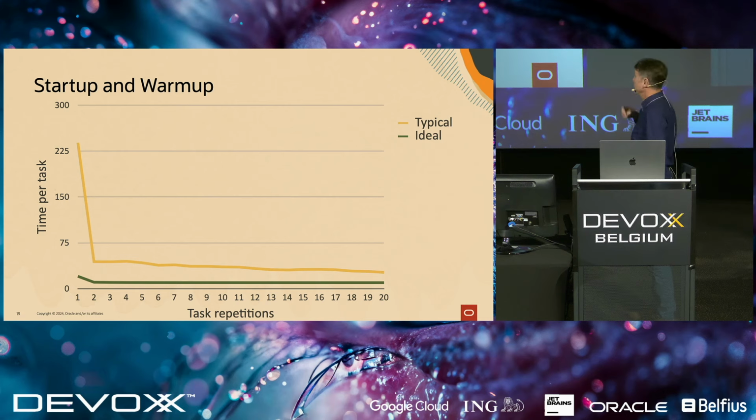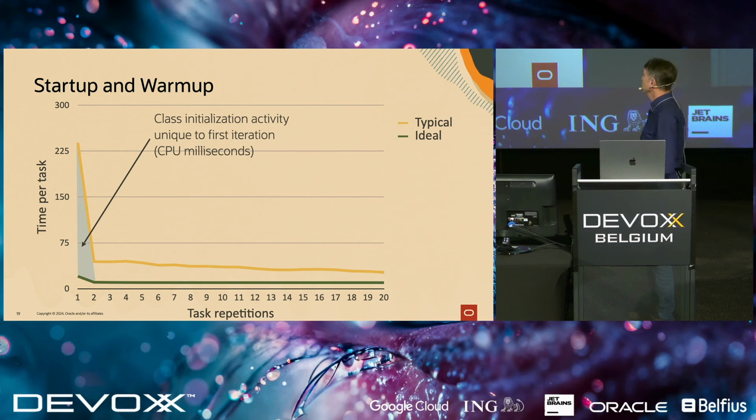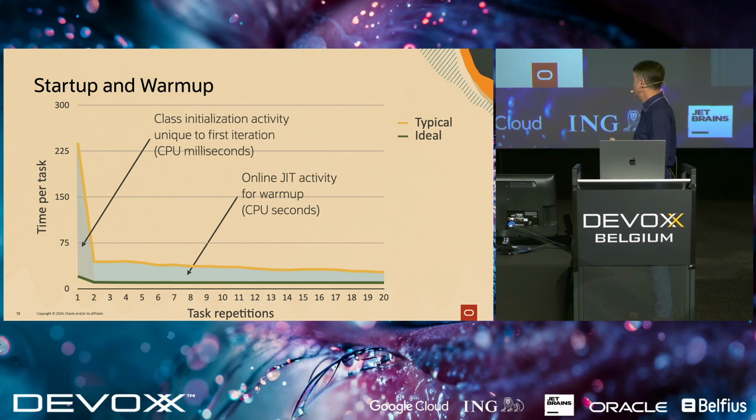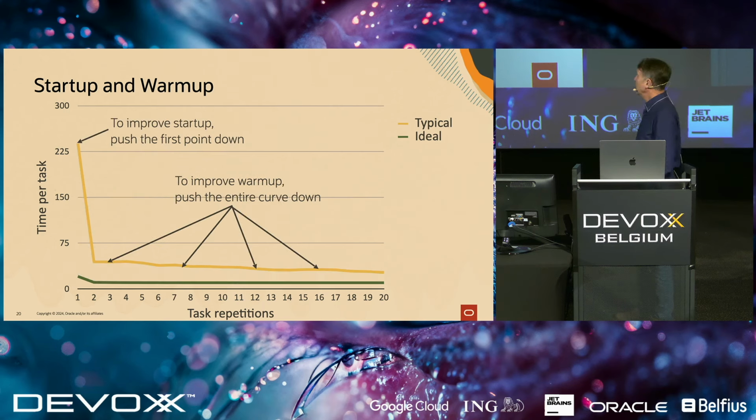And we see that the first invocation takes a substantially long time, but as time passes on, we are approaching the green line, because we are gathering more profile data and we are optimizing code. So that's cache initialization, which is usually X milliseconds. And this is the JIT activity for warmup, which is usually measured in CPU seconds. So what we need to do is to improve the startup, we need to push down the first point here.